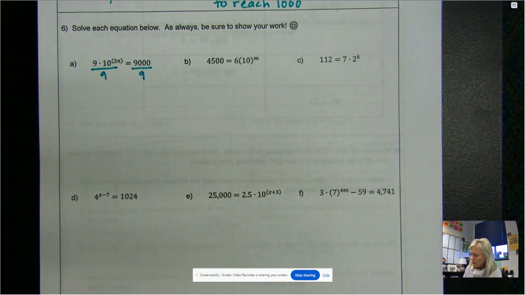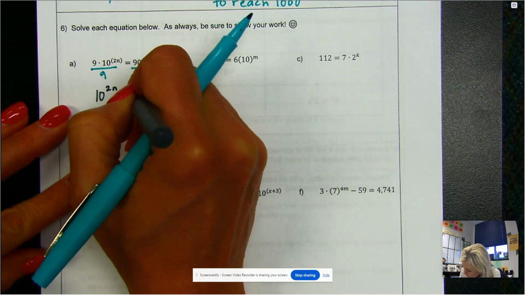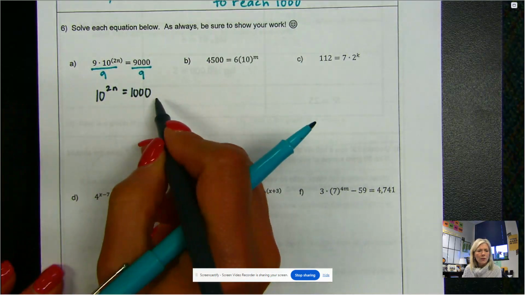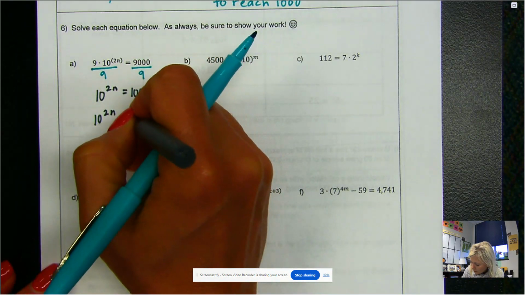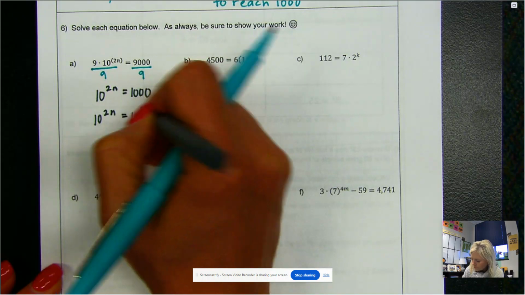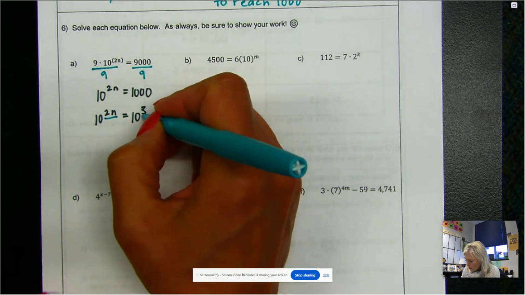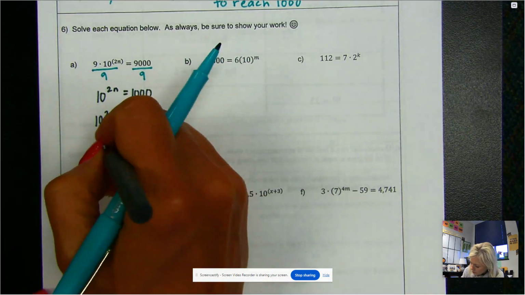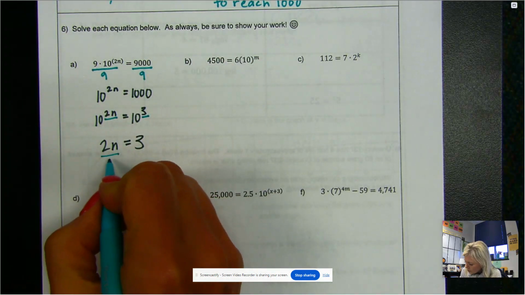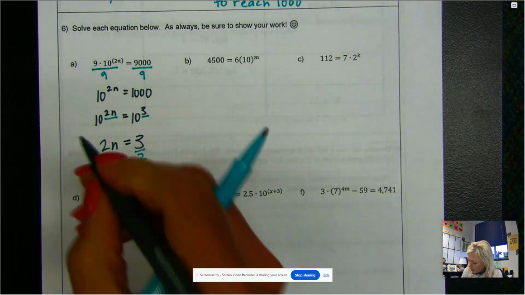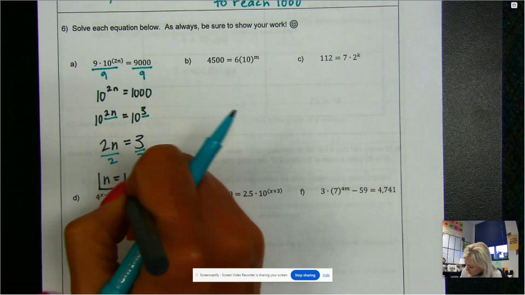Okay, so dividing by 9, I get 10 to the 2n is equal to 1,000. And this would be a great time to use powers with the same base because 1,000 is a power of 10. It's 10 to the third. Because their bases are the same, their exponents have to be equal. So 2n equals 3. Divide by the 2. You get n is equal to 3 halves or 1.5.